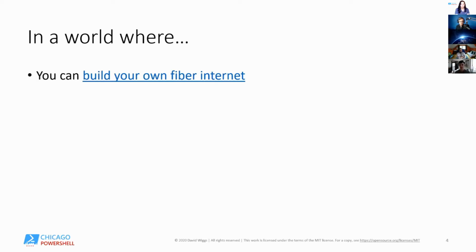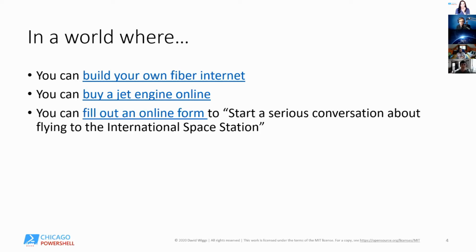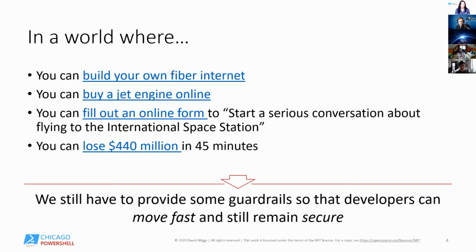Anyway, in a world where these are some links that I can send out to the chat later, you can build your own fiber internet. Lydia has done this by herself to build a gigabit network with a backhoe. You can buy jet engines online. You can start a serious conversation about flying to the space station. You can lose $440 million in 45 minutes. In this world, we still have to provide guardrails to developers to move fast but remain secure.